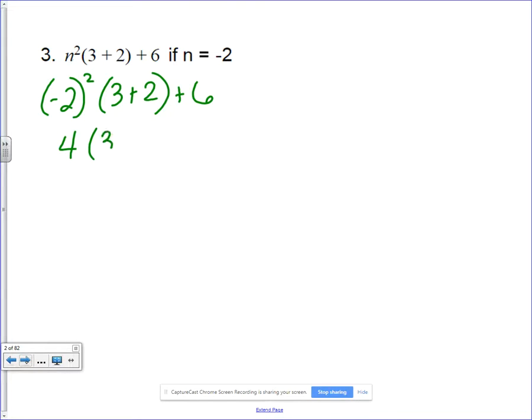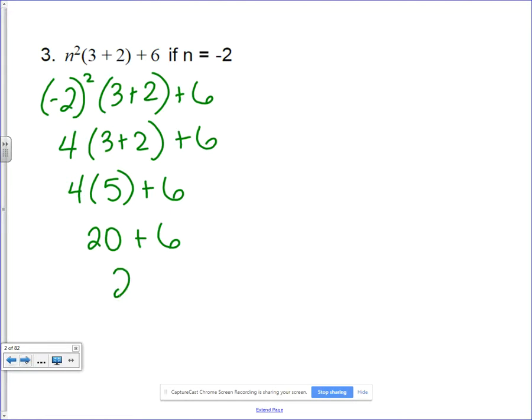All right, what would I do next, guys? Parentheses, and you get? Wonderful. What will I do next? The multiplication has to come before the addition. 4 times 5 is? And then we add 6 for a final answer of 26.